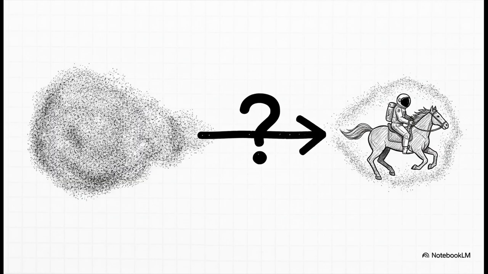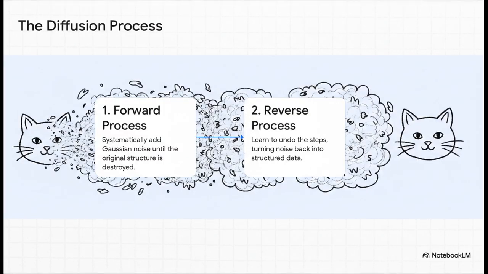I mean, how do you teach a computer to create a picture of an astronaut riding a horse when all it has to start with is random static? It's kind of like asking a sculptor to find a perfect statue inside a block of marble they've never even seen before. Where do you even begin? Well, diffusion models solve this with this absolutely brilliant two-step process.